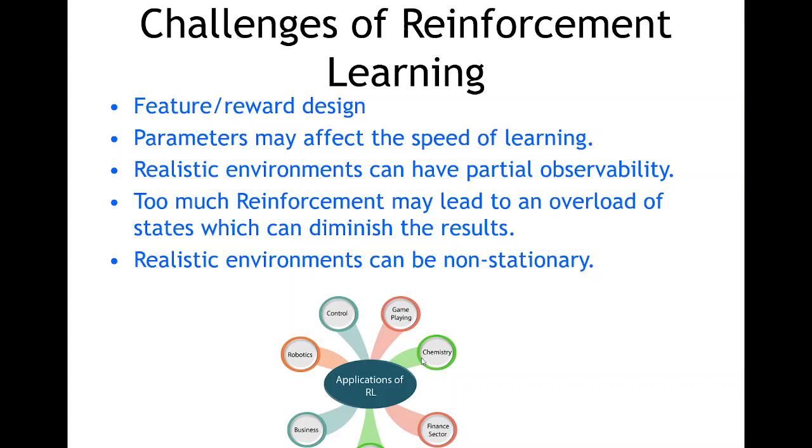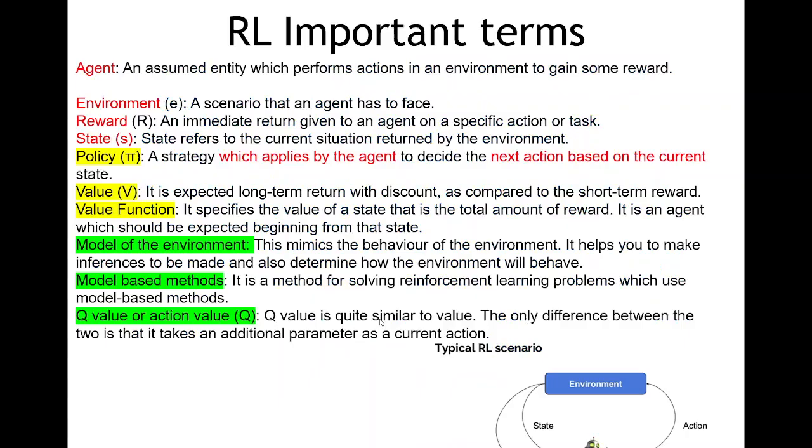The applications that we can highlight here for reinforcement learning are robotics, feedback control systems, game playing, chemistry, the finance sector, manufacturing, and business. Out of these, control, robotics, manufacturing, and game playing are the hot examples of reinforcement learning. Now I am going to tell you some definitions which the reinforcement learning system basically uses.